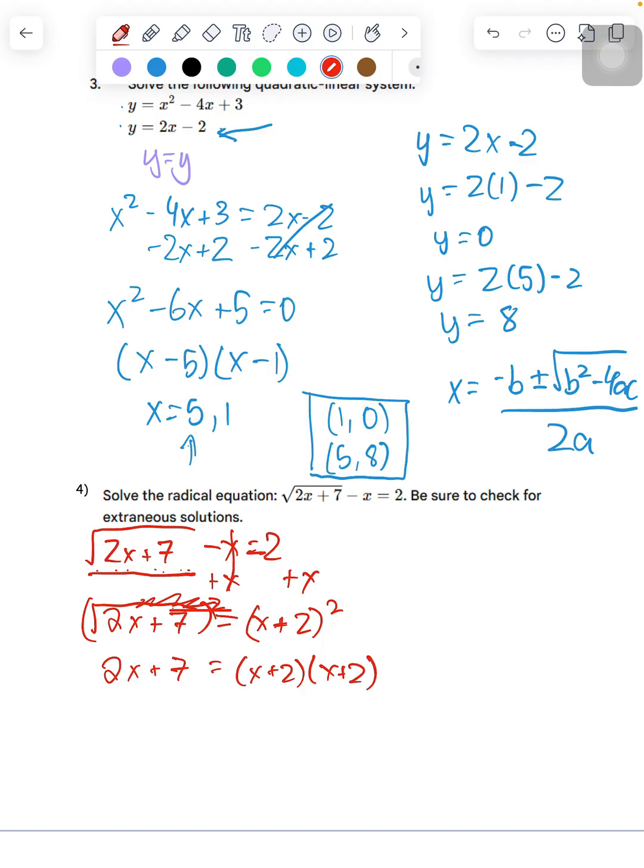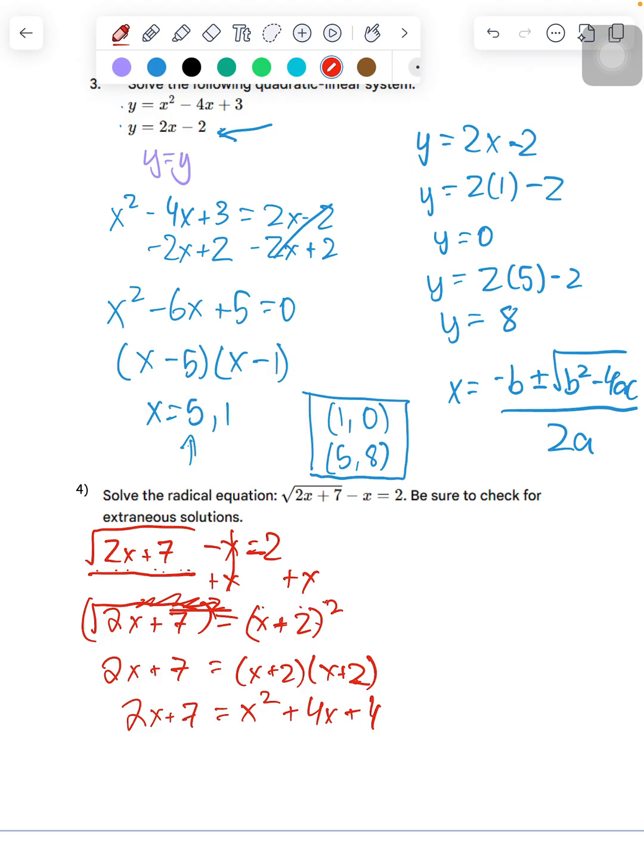I'm not just going to distribute the power of 2 inside and call it x squared plus 4. That's not it. This means x plus 2 times x plus 2. So let's hash this out. I'm going to get x squared plus 4x plus 4, and we have 2x plus 7.